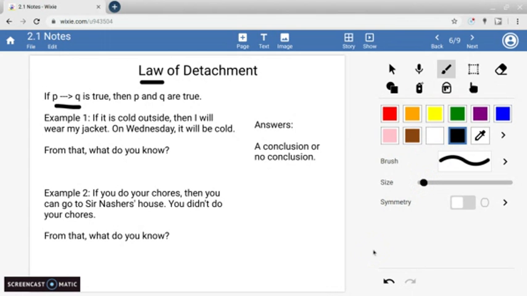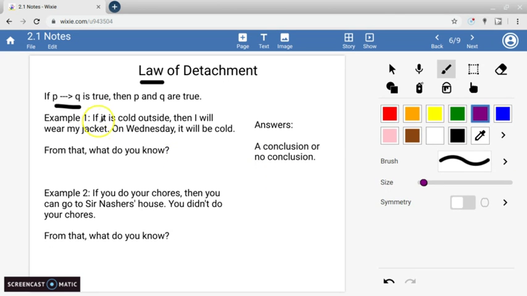So, example 1 is, if it is cold outside, then I will wear my jacket. So this is what the logic is. You have to find out what you know from the statements. If it is cold outside, then I will wear my jacket. On Wednesday, it will be cold. So what do you know from that? You could say, I know something from it, or you could say, I don't know something from it. But how do you know if you can find something from it?